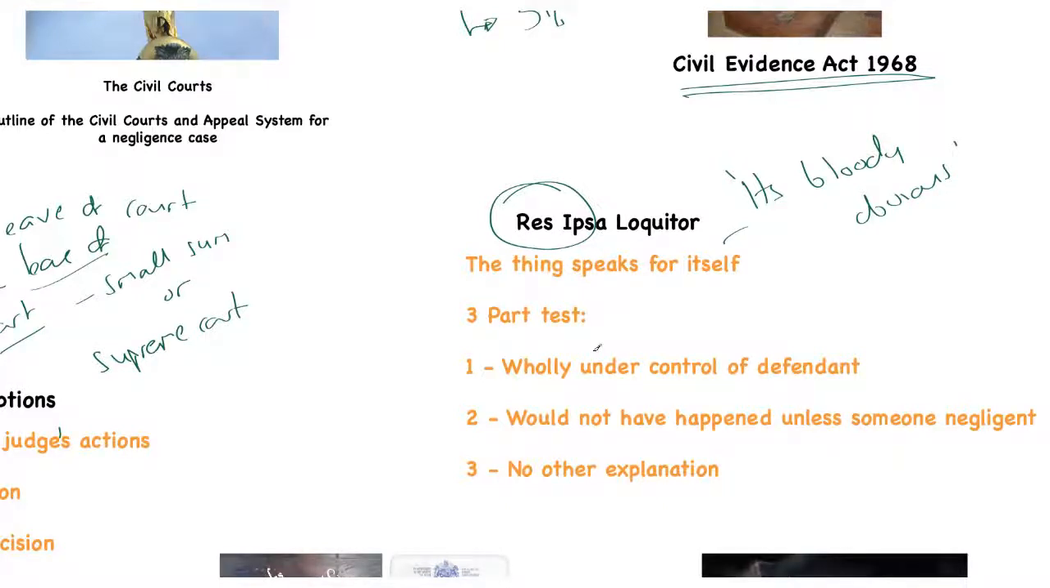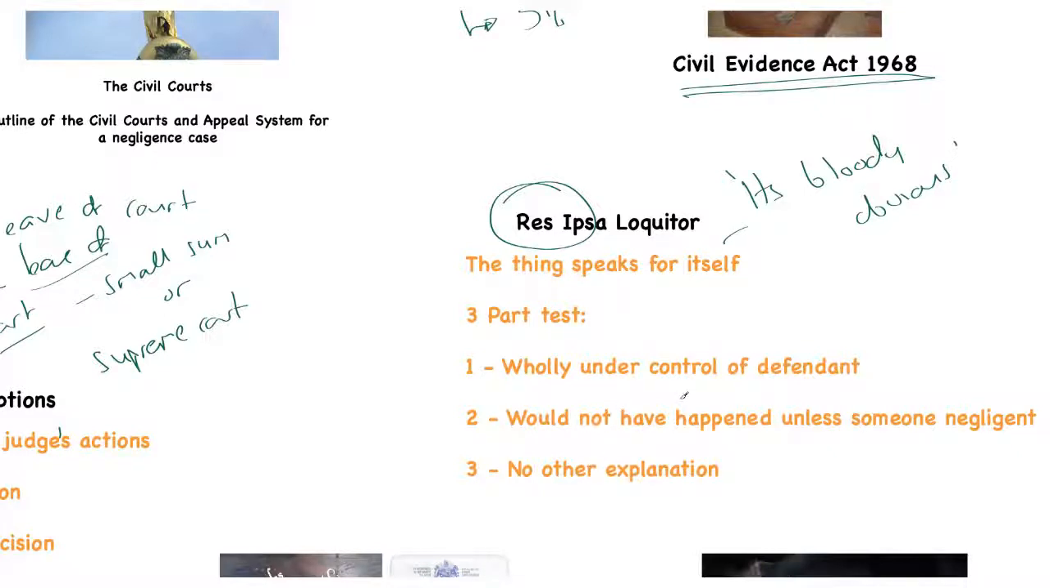The first test is that the thing that caused the harm was wholly under the control of the defendant. The second thing is that the accident that caused the damages complained of would not have happened unless someone had been negligent. And the third thing is that there is no other explanation of the injury caused to the complainant. So there's no other explanation.